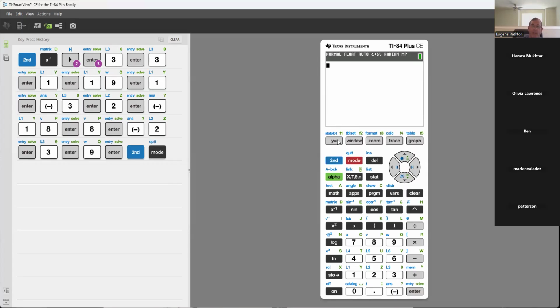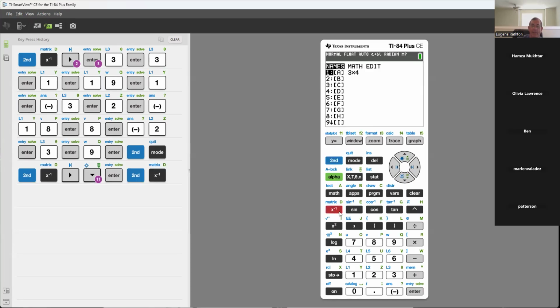All right, let's go get the RREF, second, x negative 1, arrow to math. I'm going to go all the way down to RREF, enter. And y'all, let's go get the matrix. Second, x negative 1, enter. All right, y'all, so we're hoping to see, there you go, 4, 4, negative 5. Remember, they're in alphabetical order, top to bottom, okay?